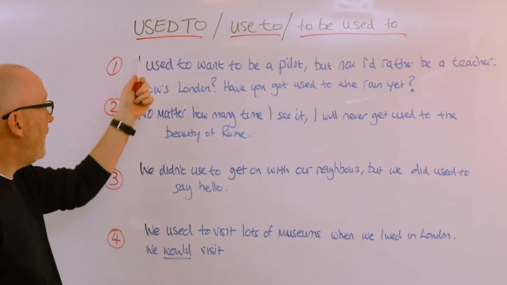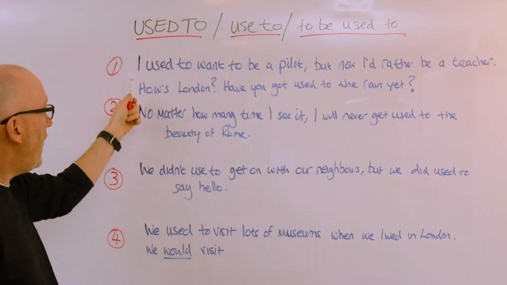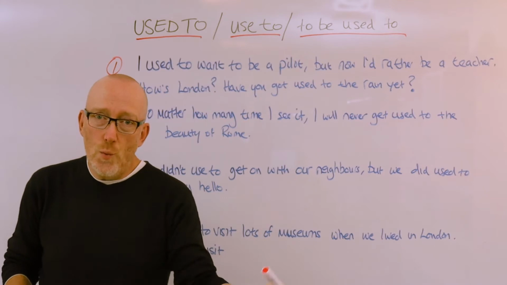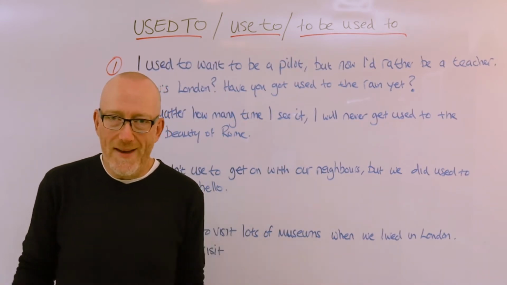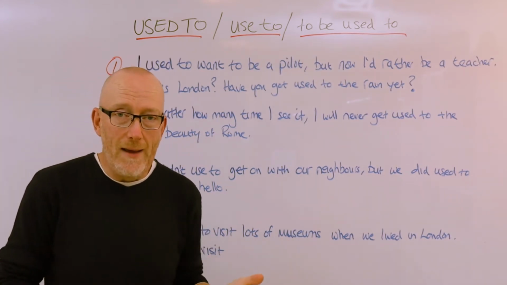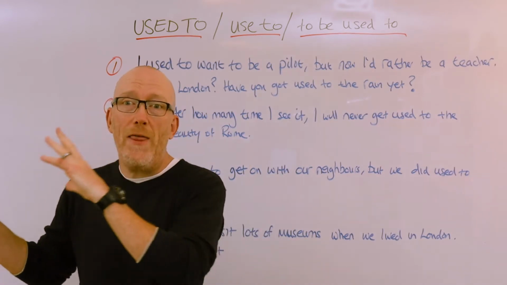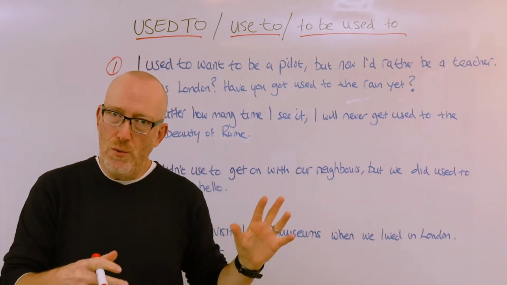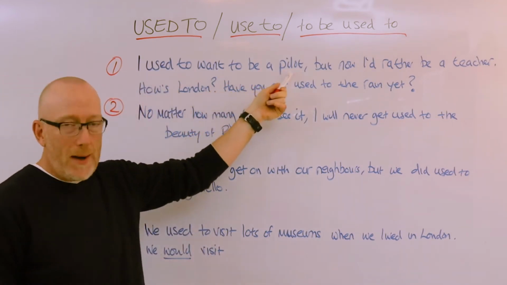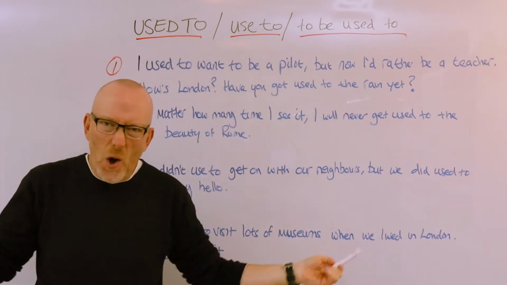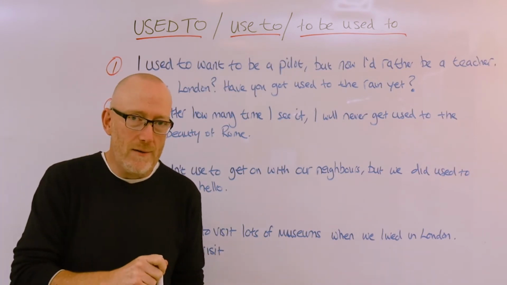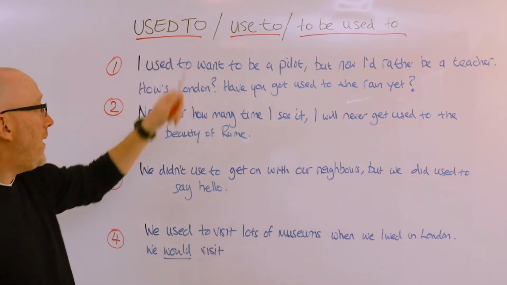So example number one is using just used to. Okay, I used to want to be a pilot, but now I'd rather be a teacher. And this is a good example of using used to talk about something that was true in the past, but is not true now. So in the past, when I was a boy, I used to want to be a pilot. Now I'm older, I don't want to be a pilot. So it was true in my past, but it's not true in my present. So that's the first reason why we use used to.